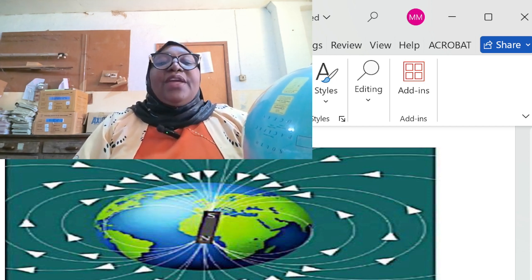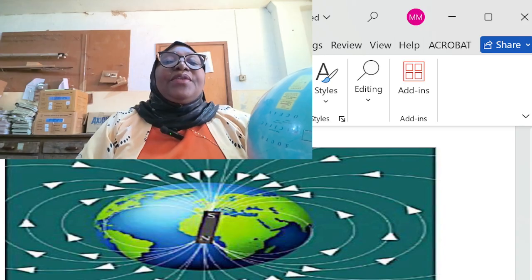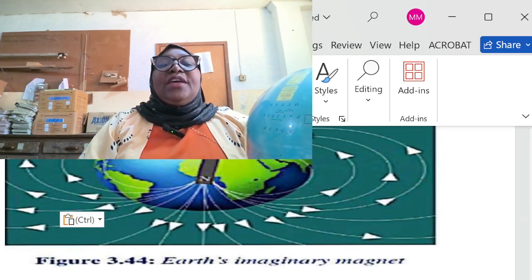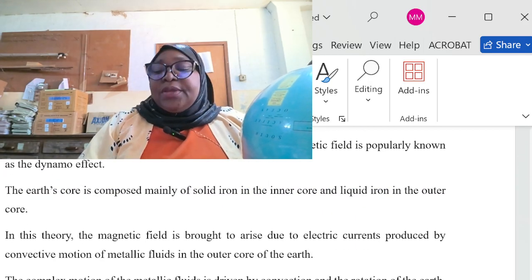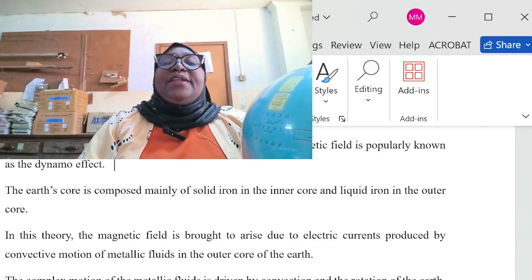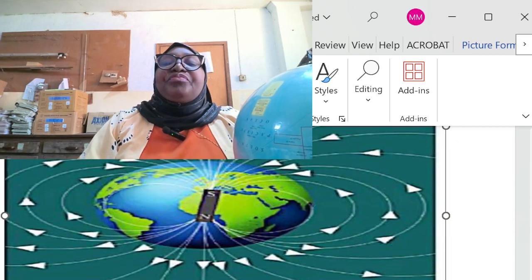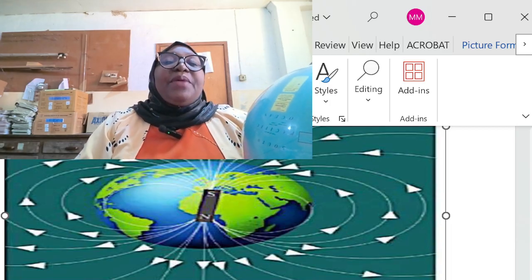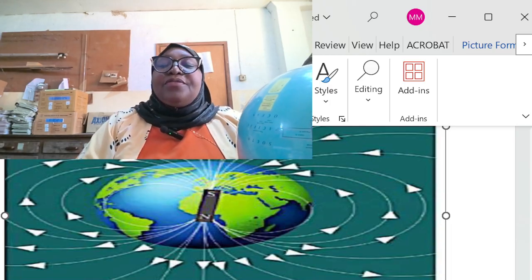What is the origin of the Earth's magnetic field? The origin of the Earth's magnetic field is not well understood, although there are several theories that try to explain it. The most acceptable theory is the dynamo effect.